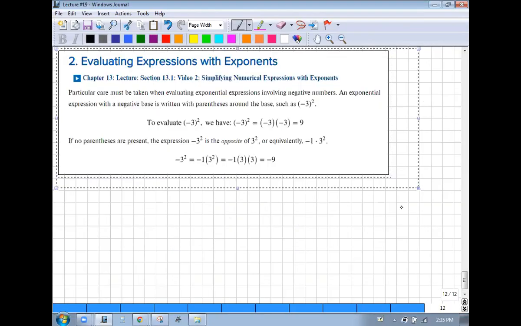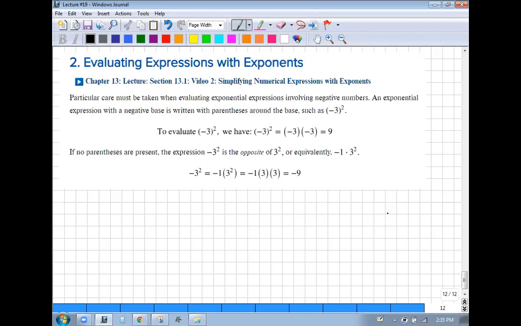So particular care must be taken when evaluating exponential expressions involving negative numbers. All right, this is what I just went over. That minus in there. All right, the -3 squared is -3 times a -3, which is 9. But the minus without the exponent, that's a -1 times a 3 squared. So you have your minus and then a 3 times 3, which is -9. Okay.